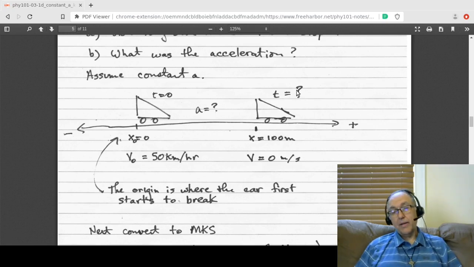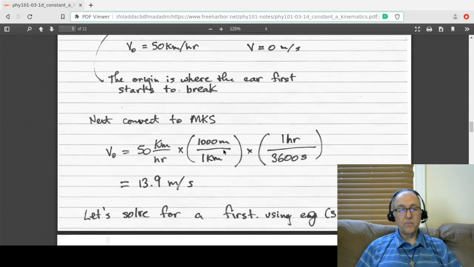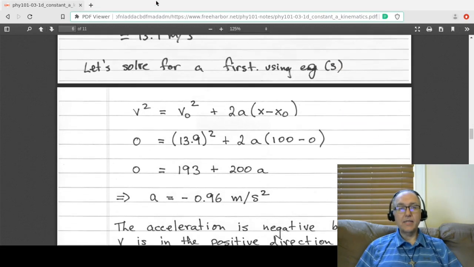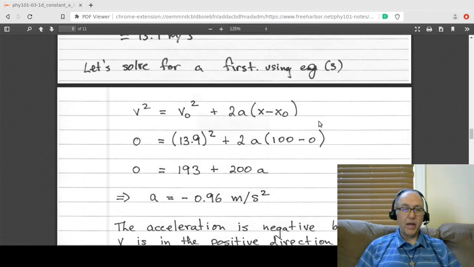But we don't know it, so that immediately eliminates equations 1 and 2 as a possible way of approaching this. And so equation 3 is the way to go. Okay, so it's pretty easy. It doesn't take a lot of playing around. You've only got 3 equations.